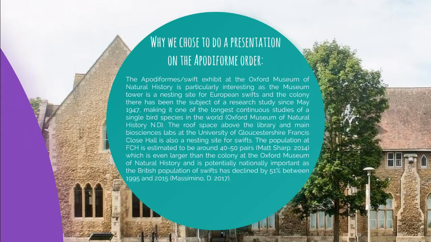The roof space above the library and main biosciences labs at the University of Gloucestershire Francis Close Hall is also a nesting site for swifts. The population at FCH is estimated to be around 40 to 50 pairs, which is even larger than the colony at the Oxford Museum of Natural History, and is potentially nationally important, as the British population of swifts has declined by 51% between 1995 and 2015.